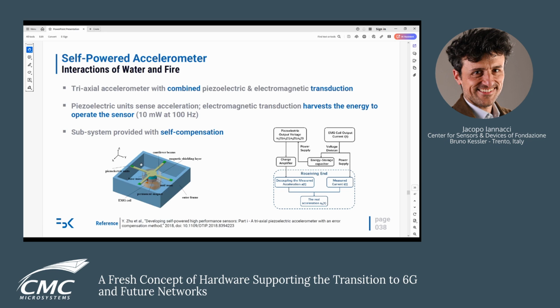Basically, this accelerometer exploits piezoelectric conversion for sensing acceleration, but it is also provided with a permanent magnet and a coil on the other side of the movable structure, which makes it possible to harvest energy to self-power the sensor. Of course, the device is also equipped with electronics which make it possible to have a self-compensation, because as you can imagine, the harvesting part is actually influencing the behavior of the sensing part. So this device is able to harvest energy and provide itself the energy needed to operate while operating.